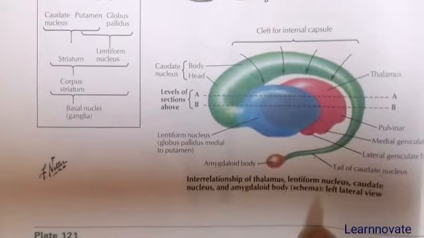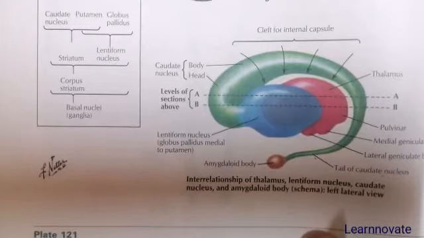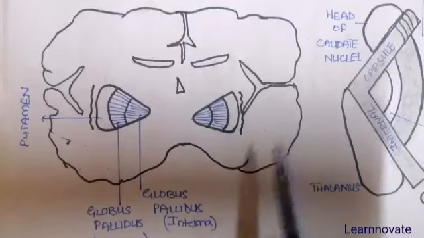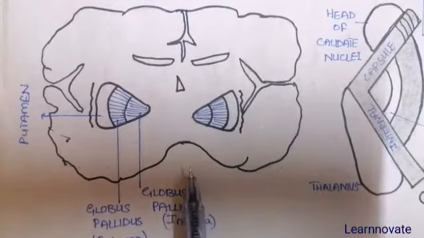Now the second part of the corpus striatum is the lentiform nuclei. We are going to discuss the anatomy of the lentiform nuclei. Now if we focus on this diagram, we can see this is a cross-sectional view taken from the cerebral hemisphere.